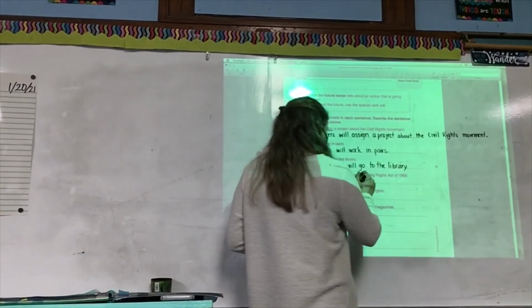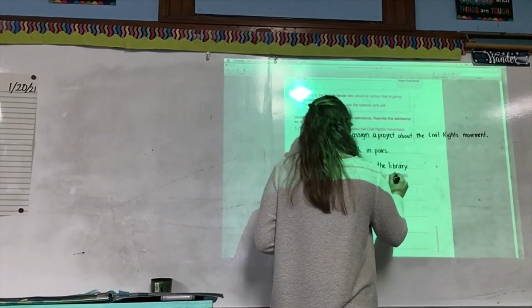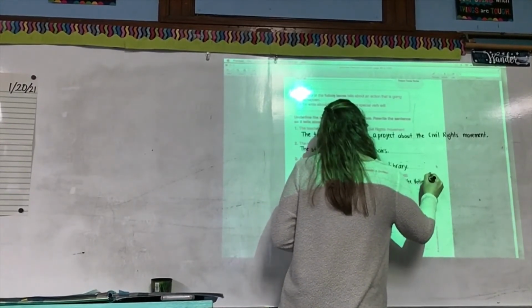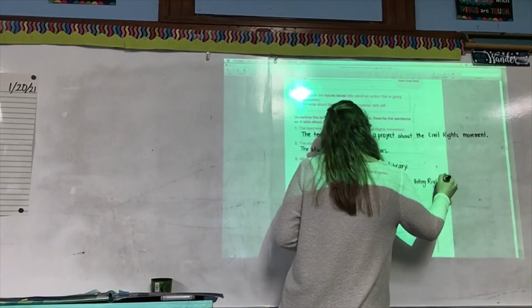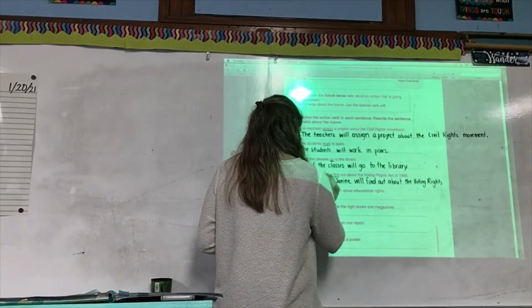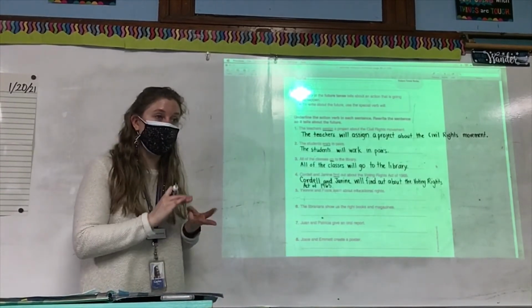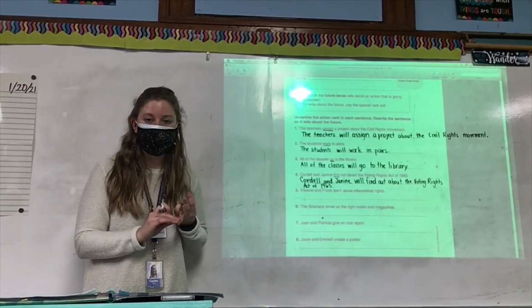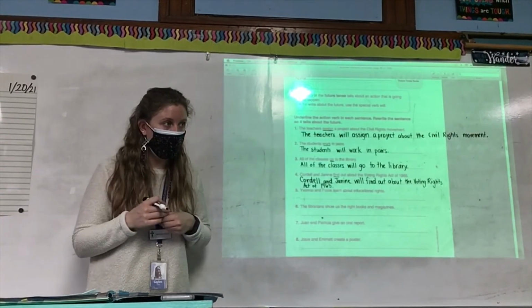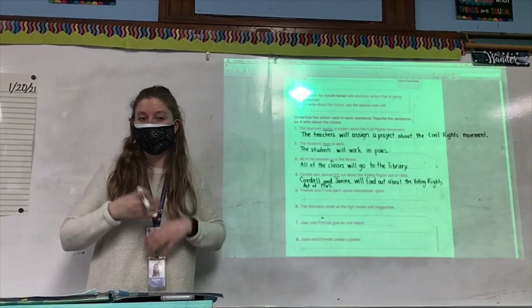Cordell and Janine will find out about the Voting Rights Act of 1965. And notice, Voting Rights and Act are all capitalized because they are the specific name of a bill, a law. So Voting Rights Act are all capitalized because they are the specific name of a bill or a law.